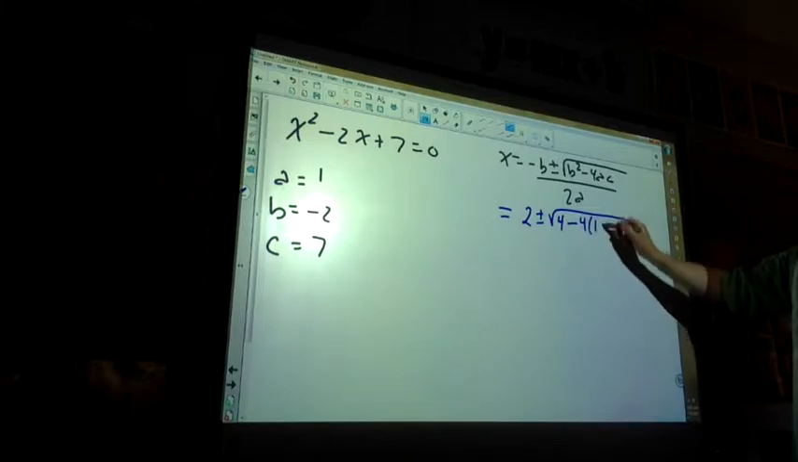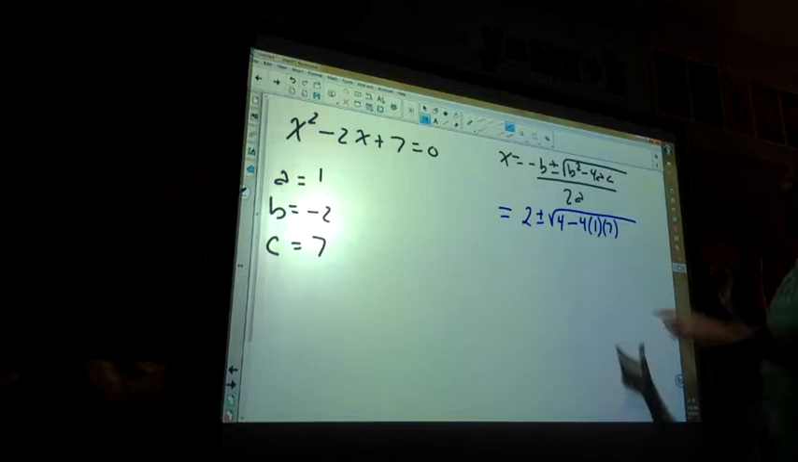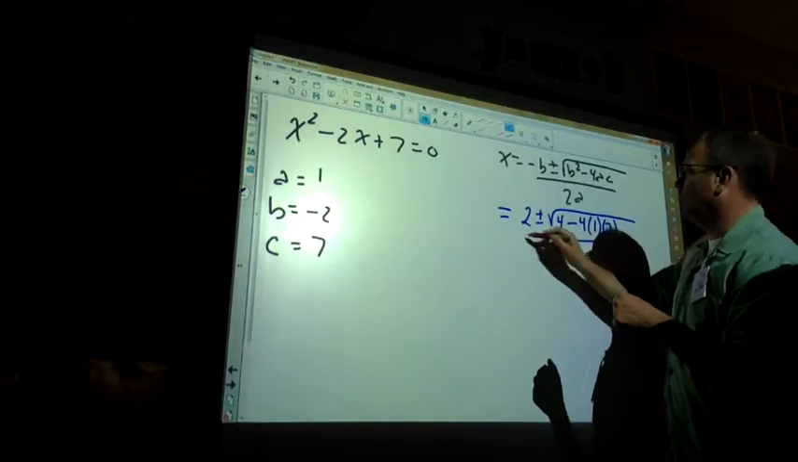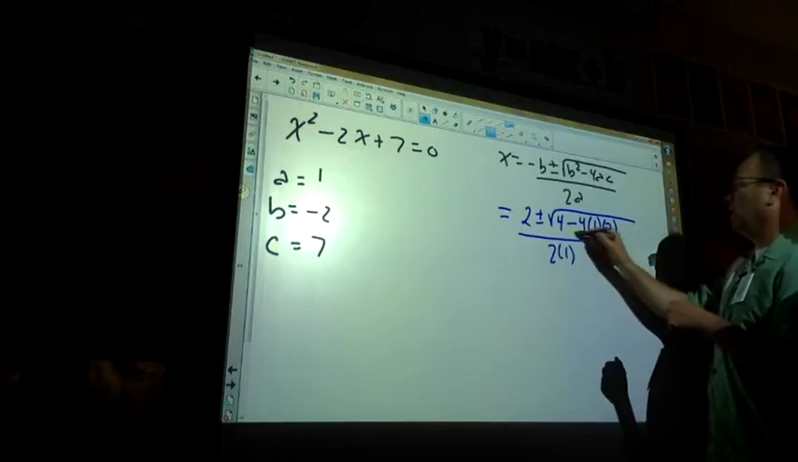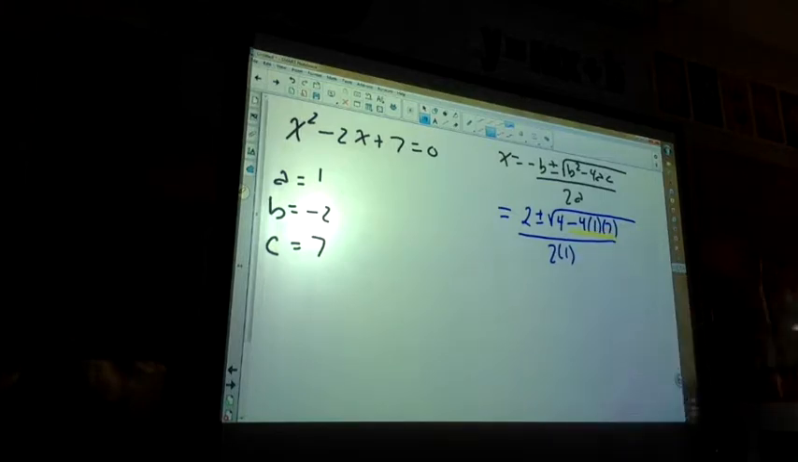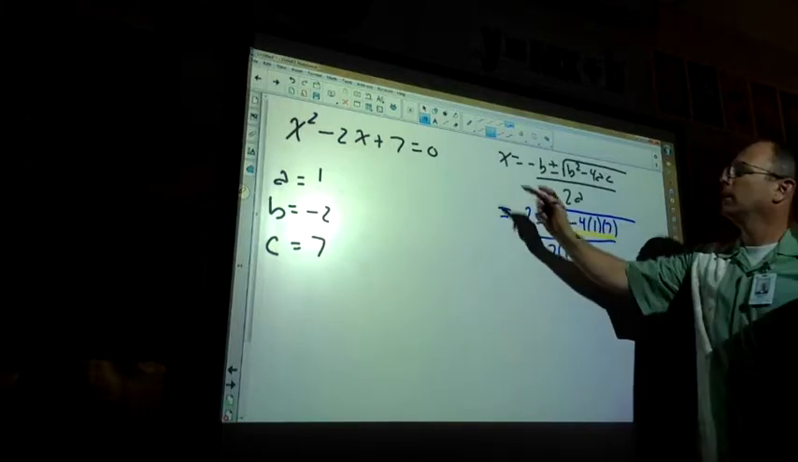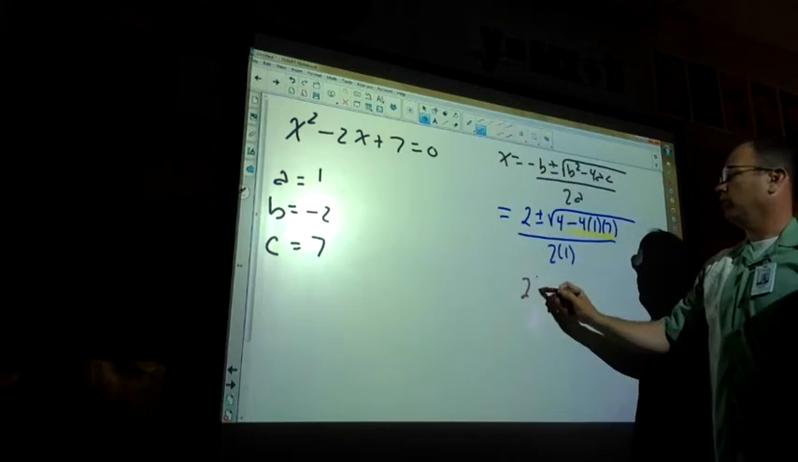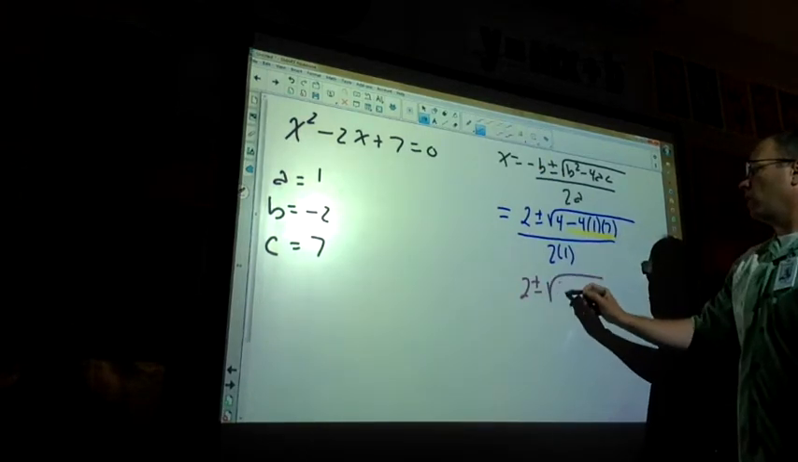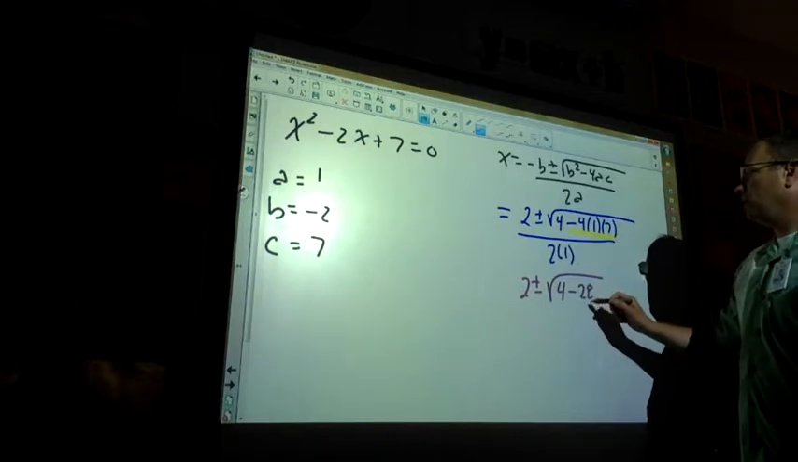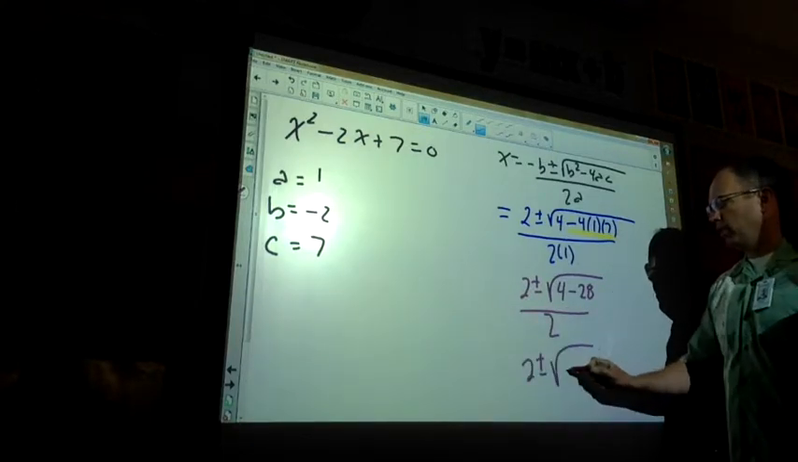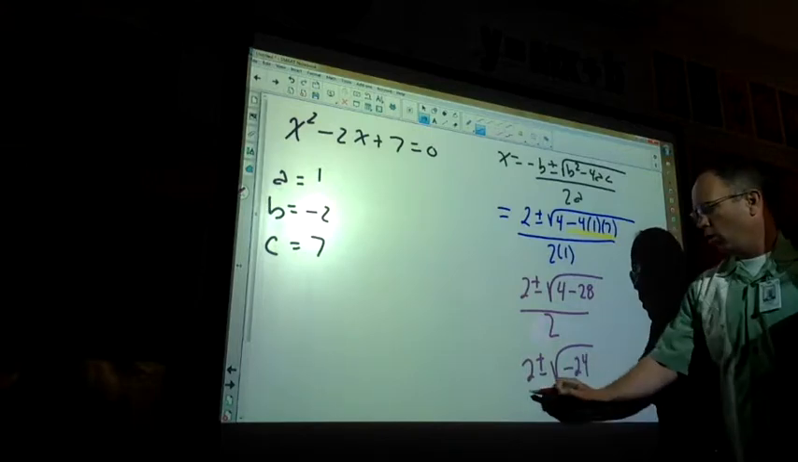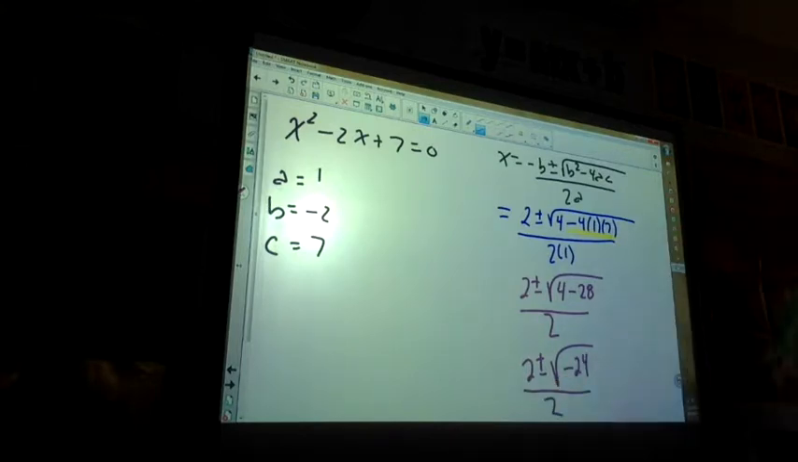So negative 4. My A value is 1. My C value is 7. Over 2 times 1. What will this here be? Negative 28. Agreed? Okay, so I get 2 plus or minus the square root of 4 minus 28, over 2. That's going to give me 2 plus or minus the square root of negative 24 over 2. Let me stop.